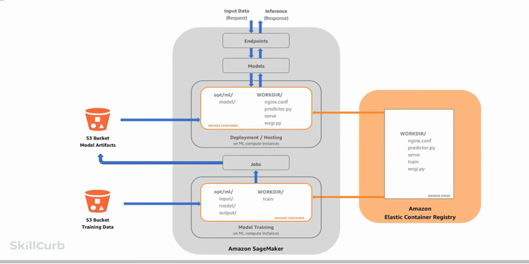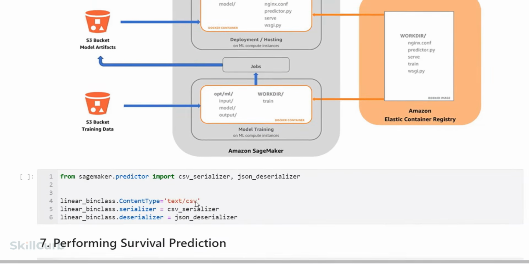We can pass data in a variety of formats to our inference endpoints. In this example, we will demonstrate passing CSV formatted data. Other available formats are JSON formatted and RecordIO protobuf. We make use of the SageMaker Python SDK utilities, that is the CSV serializer and JSON deserializer, when configuring the inference endpoint.